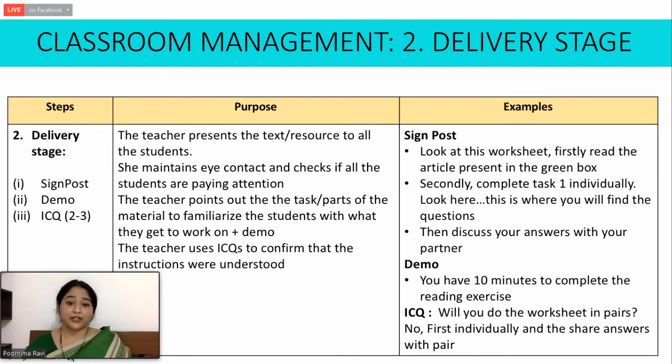Once you give the instruction, it is important to demonstrate one sample question or whatever the task is. The first question should be exclusively done by you.